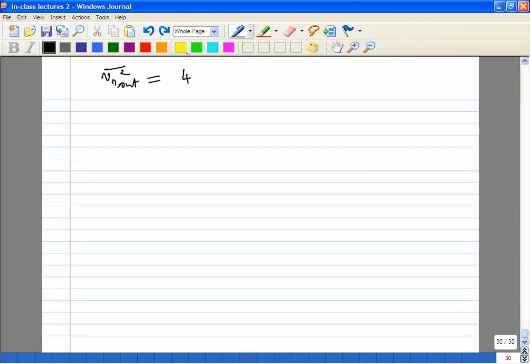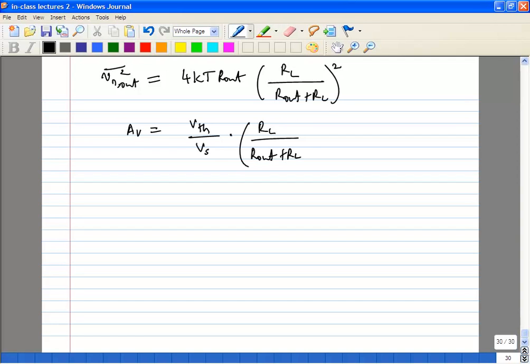Okay, so times squared actually, right? And remember that this was your gain of the system, right? Okay, so what is your noise figure? It's the total output noise over AV squared times the output noise due to RS. So you take the noise due to RS multiplied by the square of the overall gain.